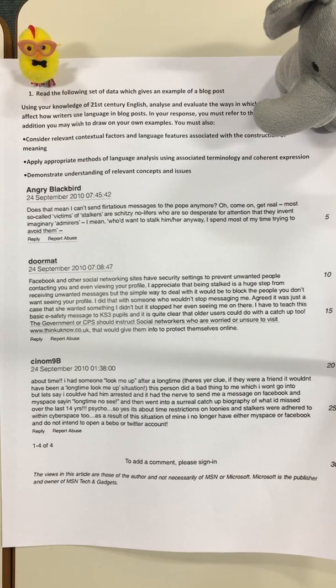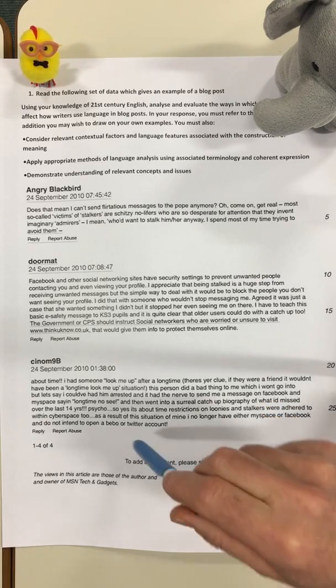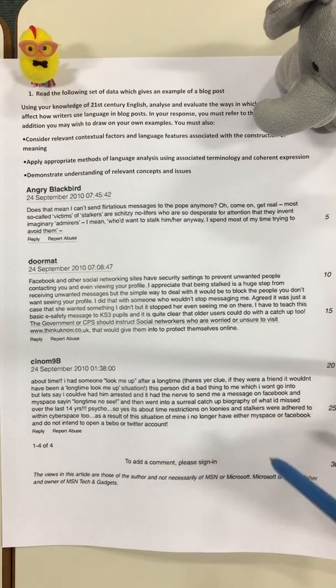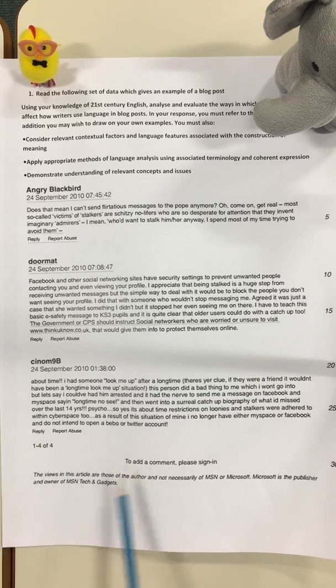I think there's an interesting little twist into formality just here, where Synom 9B is talking about regulations. They switch suddenly from saying psycho, loonies, stalkers, and then you've got this passive verb construction, were adhered to. And that's just a bit of legalese, isn't it, I think? Interesting flip. I think this one is the most mixed register piece of the three. And then doormat goes much more formal, and angry blackbird the opposite.